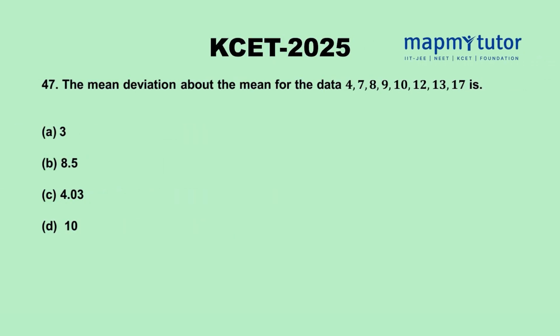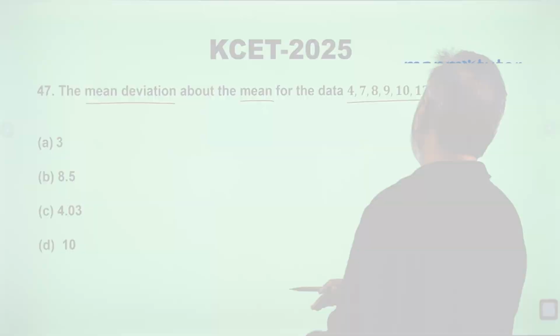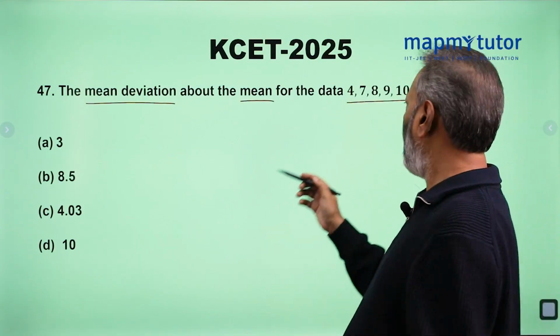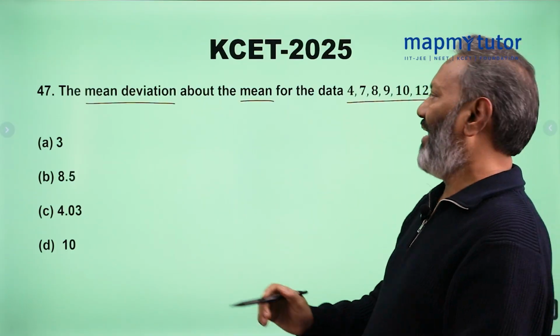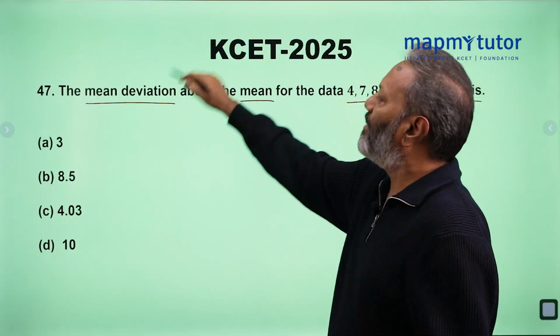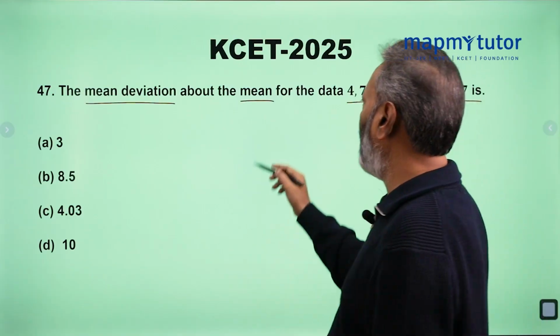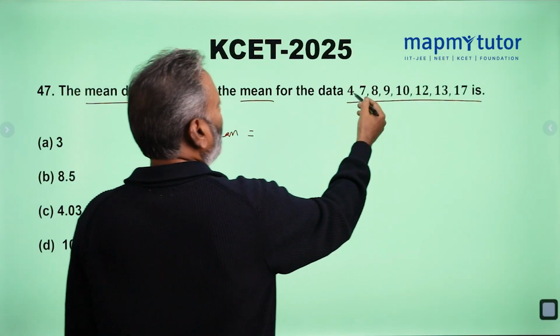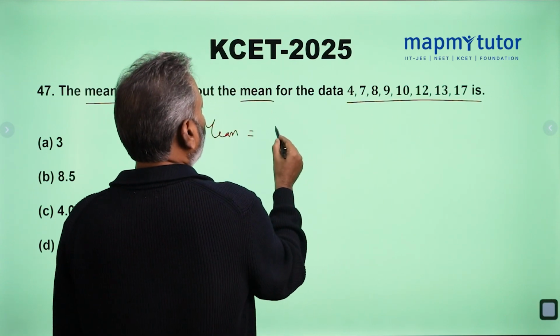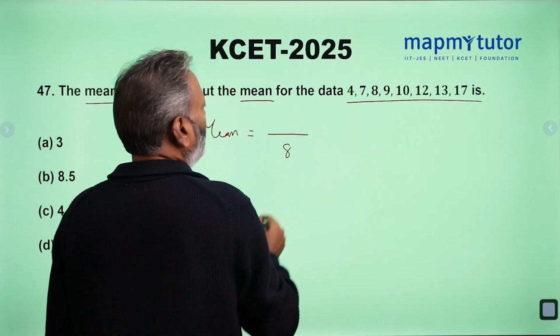The mean deviation. We have to calculate the mean deviation about the mean for this data. Just data of 8 entries are given, and you have to find the mean first and then the mean deviation step by step. So let me consider the mean of this data. You know, sum of the quantities by number of quantities. Come and add them. The number is 8, already I counted.